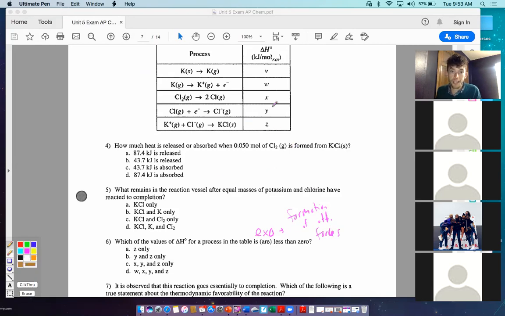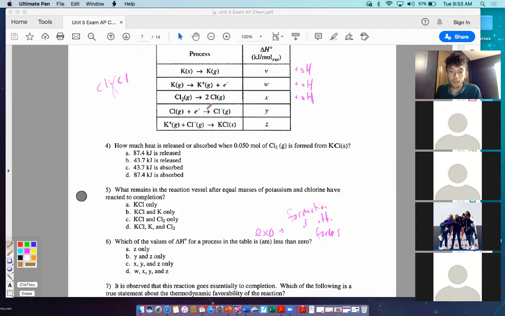So where do I have attractive forces forming? Is this process forming an attractive force? No, it's ripping apart a solid. So that's going to have a positive delta H. Is this the formation of an attractive force? No, that's ripping away an electron that was attracted to that atom. So that is going to be endothermic. Here, this is an attractive force being broken once again. 2 atoms of chlorine were bound together, and I ripped them apart by breaking that bond. Bond breaking is always endothermic.